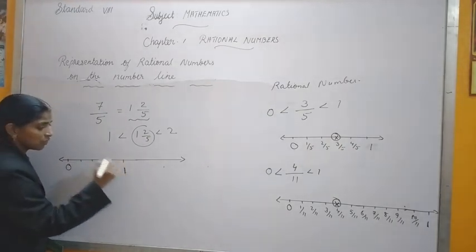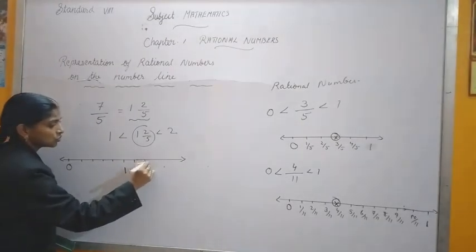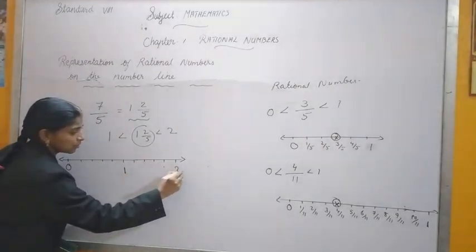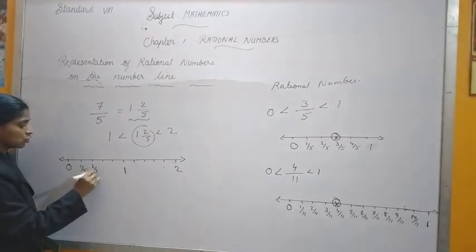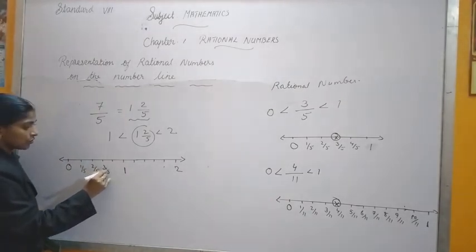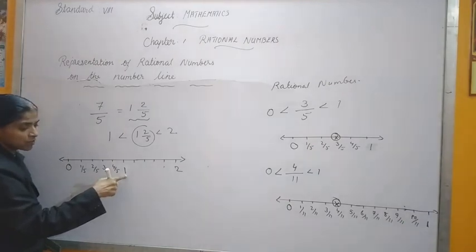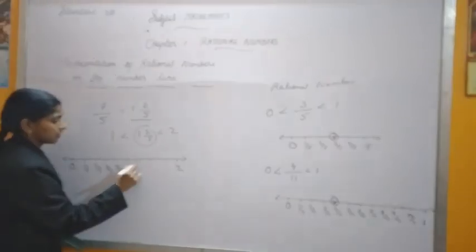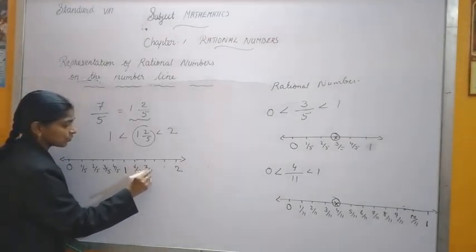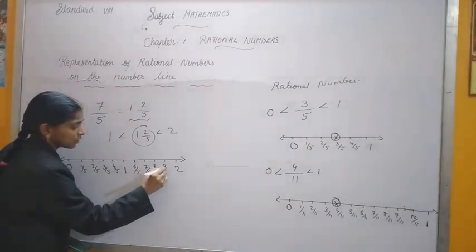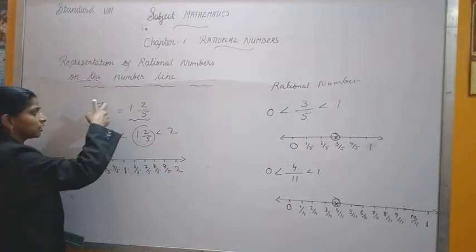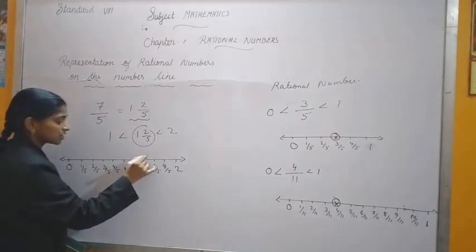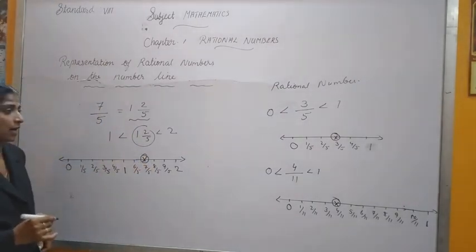So this we get 1. Again 1, 2, 3, 4, 5. This becomes 2. And from here 1 upon 5, 2 upon 5, 3 upon 5, 4 upon 5, 5 upon 5 is 1. Then 6 upon 5, 7 upon 5, 8 upon 5, 9 upon 5, 10 upon 5 is 2. So here we need to mark 7 upon 5. So you can mark 7 upon 5 on the number line.